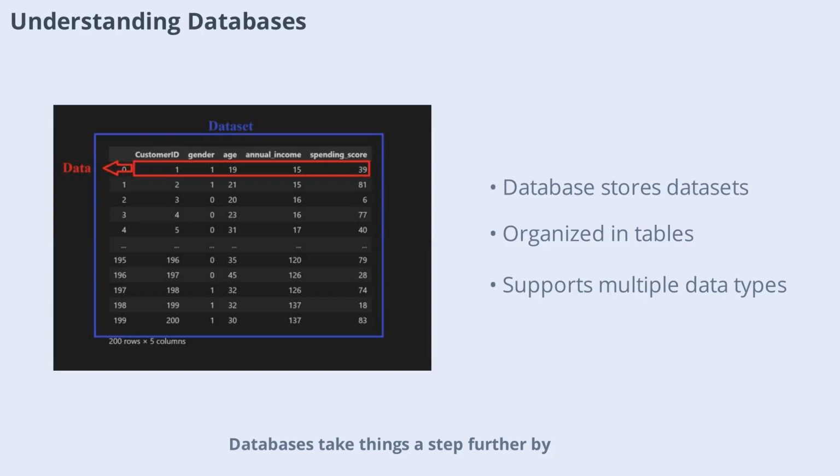Databases take things a step further by organizing multiple datasets in a structured way. Think of a database as a collection of tables, each storing different types of information. This organization makes it easy to access, update, and manage large amounts of data. Databases can store various data types, including text, numbers, and images, making them versatile tools for AI projects. The relationship between datasets and databases is key to efficient data management.